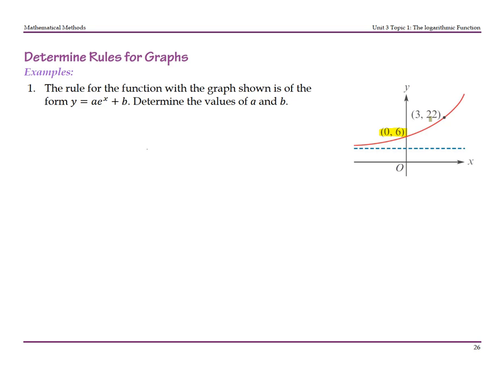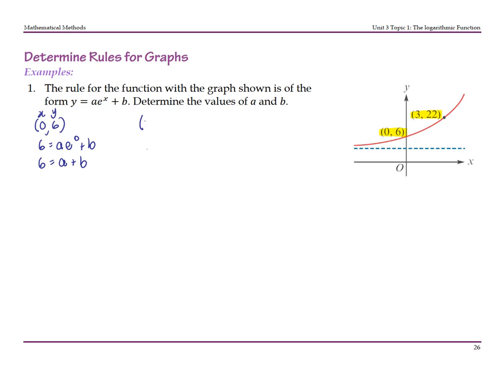Now we have two coordinates, (0, 6) and (3, 22). So I'm going to start with the (0, 6) coordinate. So our x and y value, substitute into the equation: 6 equals a e to the 0 plus b. 6 equals, now e to the 0 is 1, so that's a plus b.